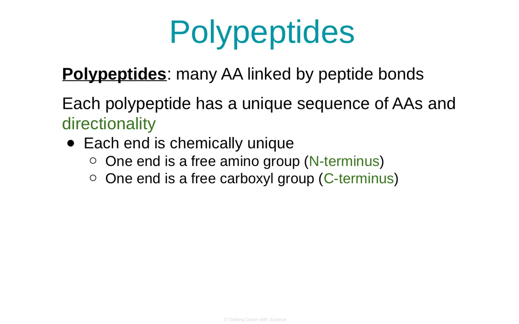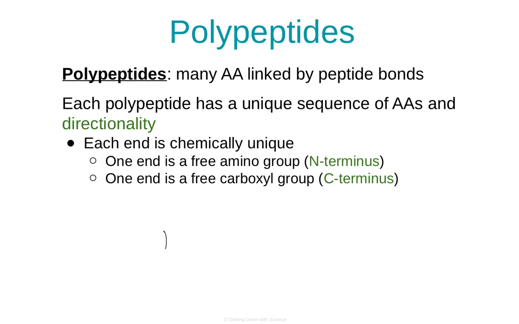Each polypeptide is going to have a very unique sequence of amino acids and directionality, the way that it faces, how the R groups stand off, up, bottom, left, right. You have to think about it in 3 dimensions, but each end is going to be chemically unique as well. How they terminate a polypeptide is also unique and important. One end is going to have a free amino group. We call that the N terminus. And the other end is going to have a free carboxyl group, which we call the C terminus.